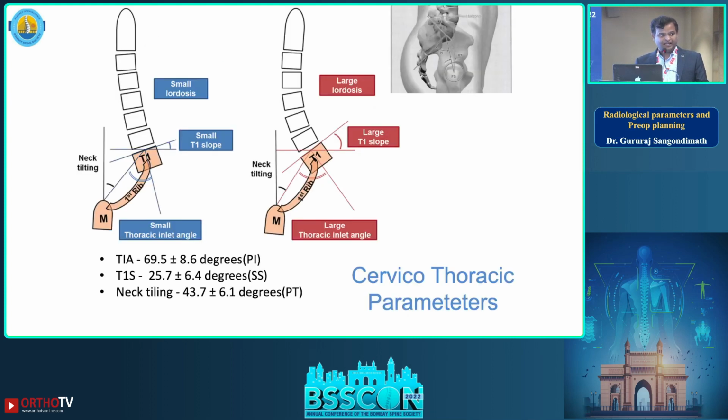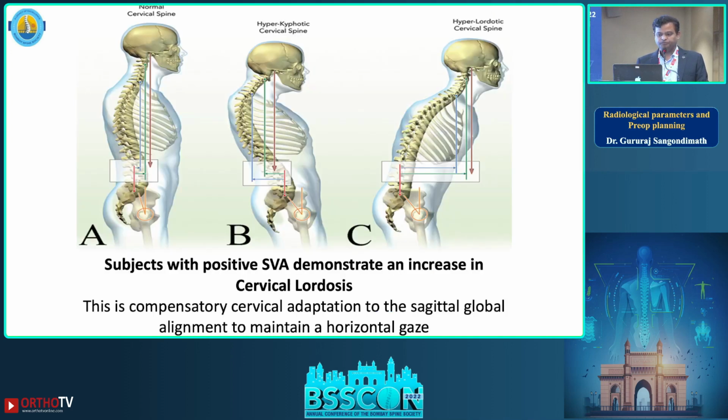So these are again the same as pelvic parameters. T1 tilt, or neck tilting angle, is the same as pelvic tilt, and thoracic inlet angle is akin to the pelvic incidence, and T1 slope is akin to the sacral slope. Only thing is there you take the centroid of the hip joint as the centrum, and here you take the manubrium as your centrum for the measurements.